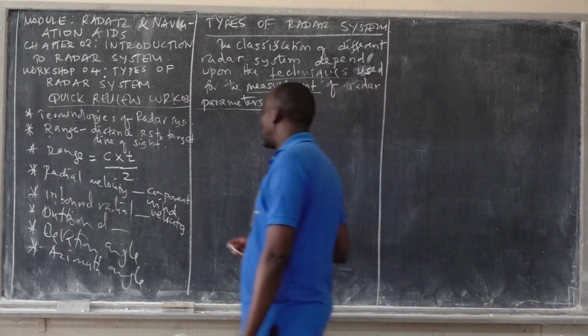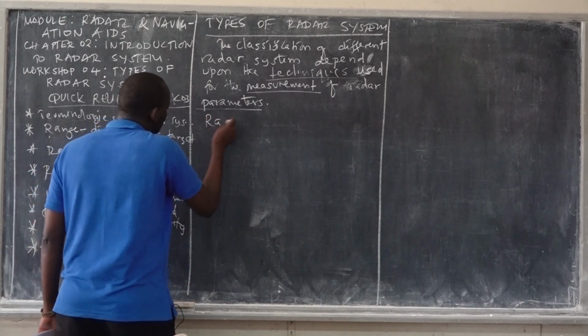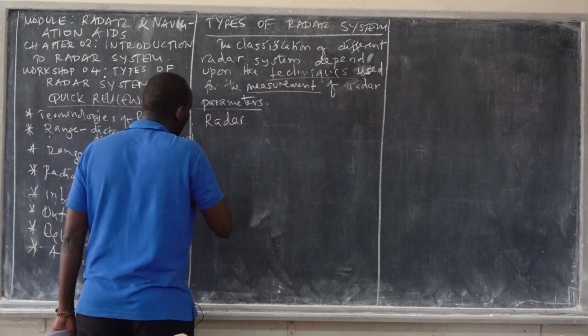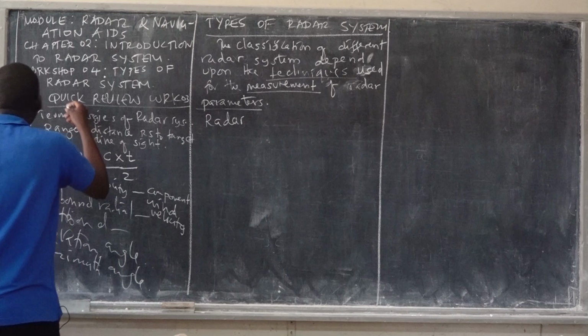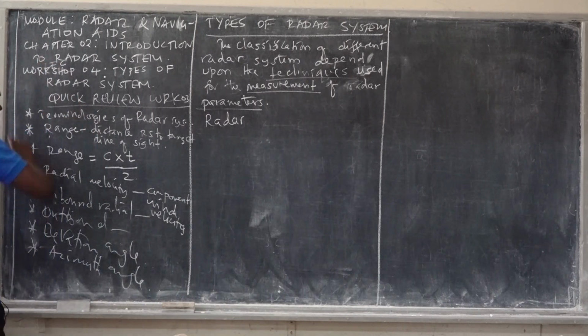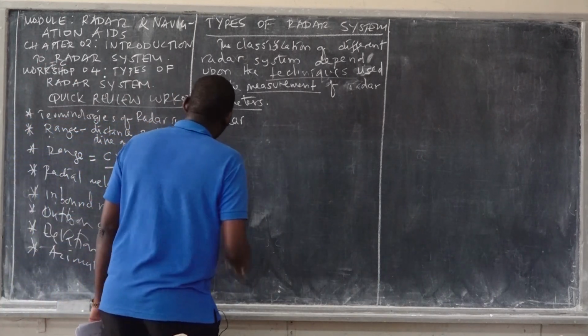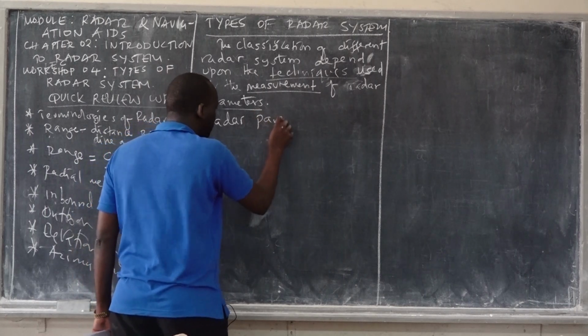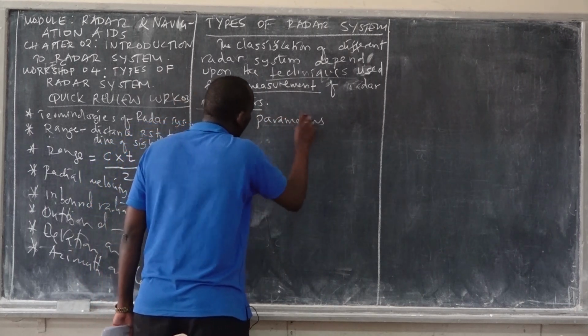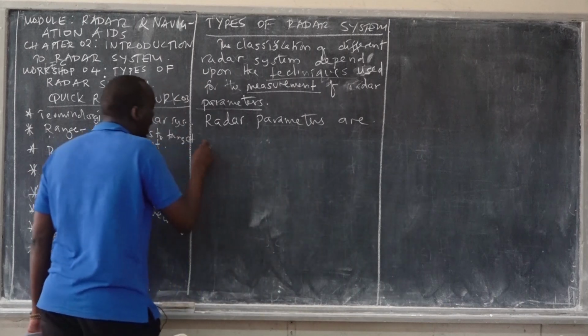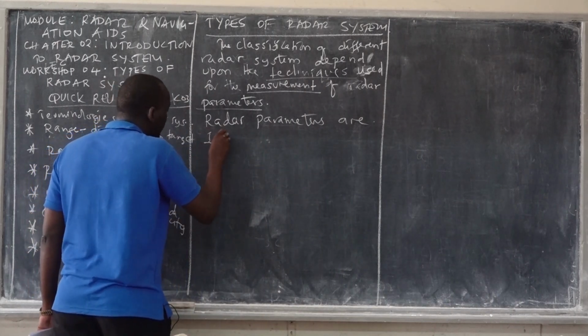So the radar parameters, if you do remember what I taught you in the previous lecture. We said that radar parameters are, the first one, range.